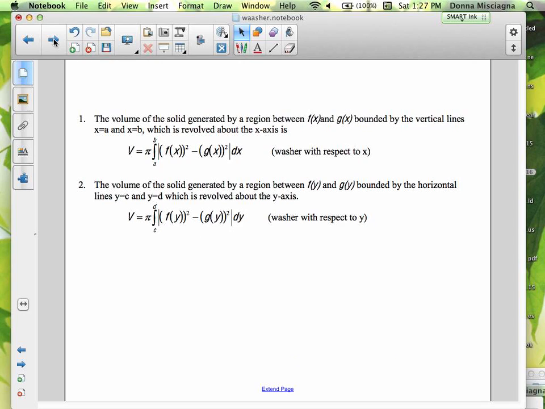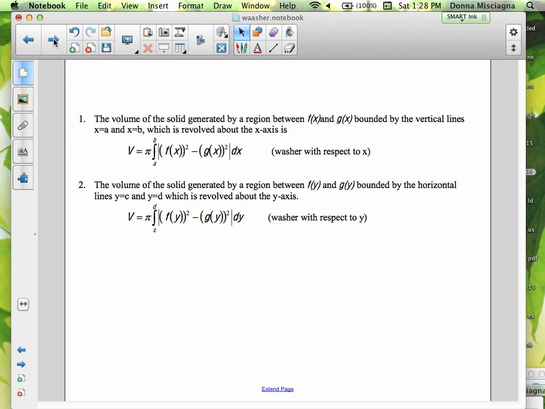All right, so the volume of a solid generated by a region between f of x and g of x bounded by vertical lines a and b, revolved about the x-axis or a horizontal line, is going to be pi times the integral from a to b of the absolute value of f of x squared minus g of x squared. Not to worry too much about the absolute value. I haven't seen that be a problem. I guess if we're rotating on the other side of the x-axis, maybe, but it will be positive. We won't have negative volume. That won't make any sense.